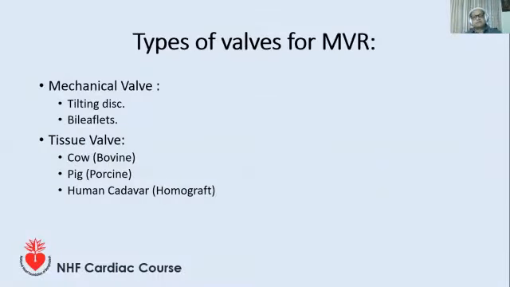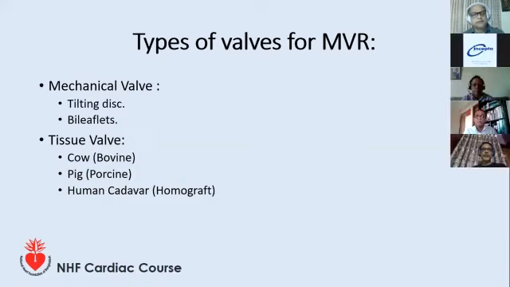What are the types of mitral valves we use in mitral valve replacement? They are mechanical valves and tissue valves. Mechanical valves include tilting disc, bileaflet, and caged ball valves sometimes, and tissue valves come from different types of tissue we are using.